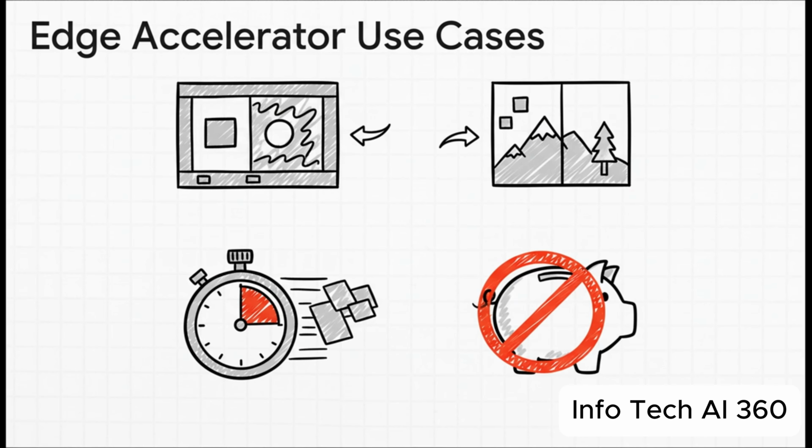So what do you do with all that power? Well, it's perfect for things that need to happen right now, on the device. Stuff like applying a style filter to a live video feed, or instantly upscaling a photo from low-res to high-res. And maybe the best part? Because it's all happening locally, there's zero cost per image. It's fast, it's efficient, and it's free to run over and over.